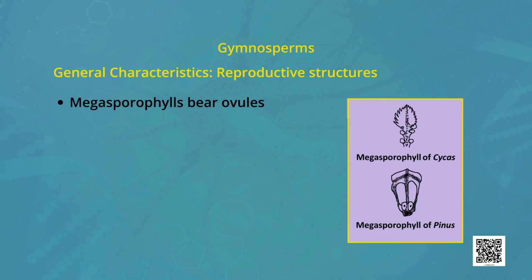Similarly, the ovules or megasporangia are borne by megasporophyll. The number of ovules per megasporophyll is quite less in number.